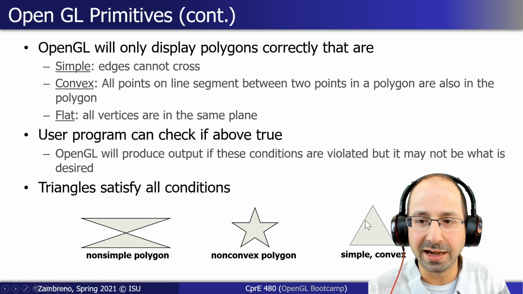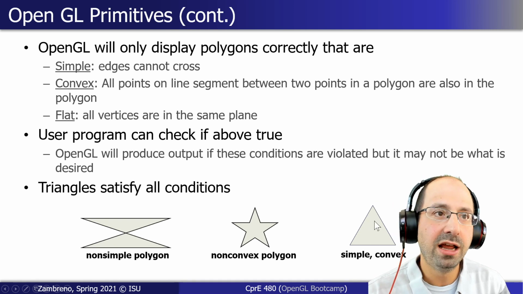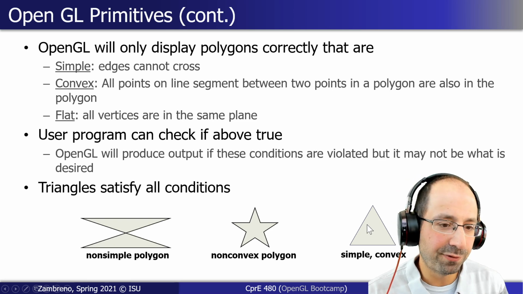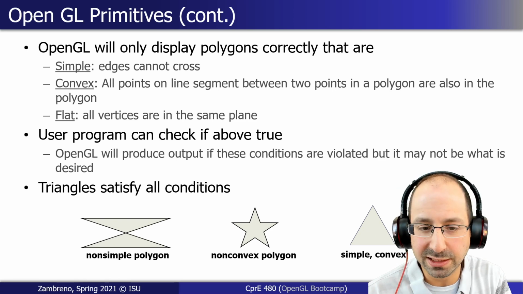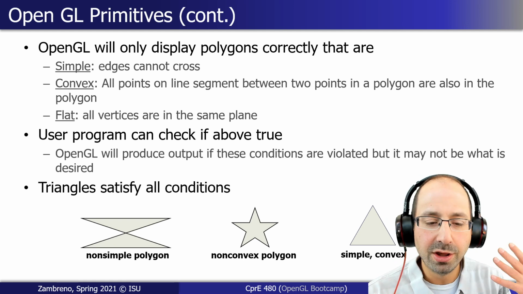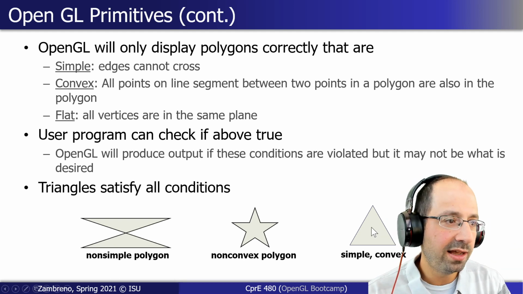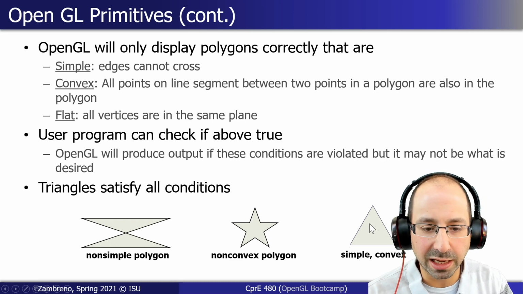There's no way to have anything crossing because it's just three lines here. It's guaranteed to be convex, and it's also guaranteed to be flat because if you have 3 vertices, by definition, that forms a plane. So they're guaranteed to all be in the same plane. We can specify invalid triangles in our OpenGL application.